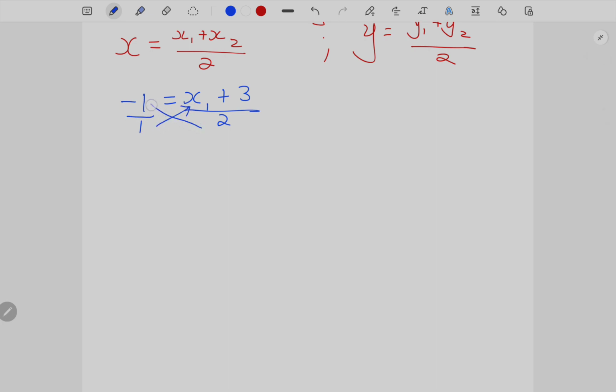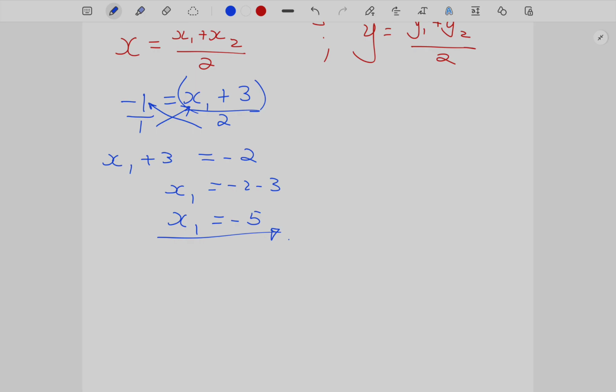After that, we cross multiply. Starting with the side with an x, what is 1 times x1 plus 3? The answer is x1 plus 3 is equal to, 2 times -1 is -2. Then we solve for x1, therefore x1 is equal to -2 minus 3, which gives us x1 is equal to -5. So we've got -5 on this side, and now let us calculate the other side, that means the other coordinate.